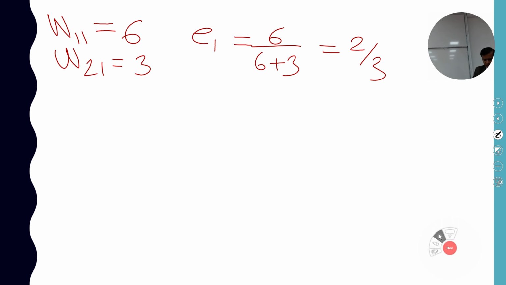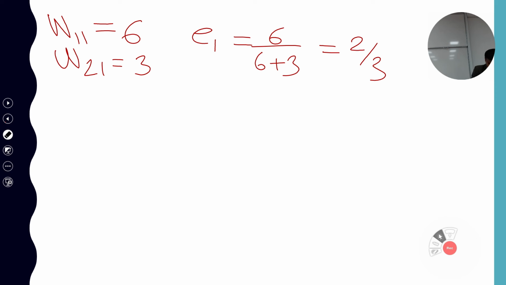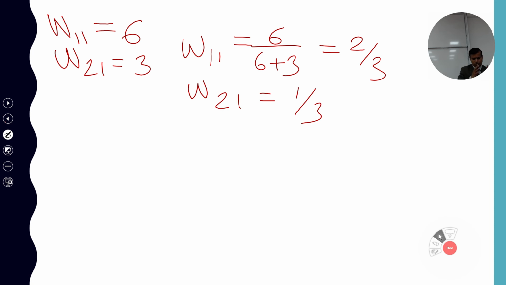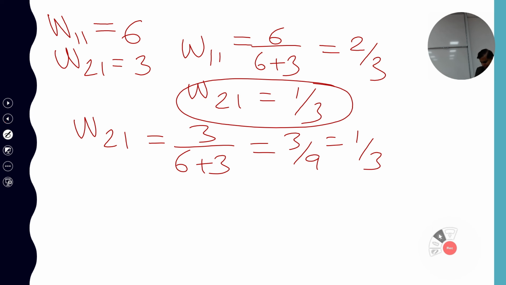What we are doing here is checking the proportionate system for updating W11, which leaves W21 to be 1 by 3. So W11 gets 2/3 of the fraction, W21 gets 1/3 of the fraction. That is the key idea here. With the same expression for W21, it's 3 by 6 plus 3, that is 3 by 9, which is 1 by 3. That's what we have got here.